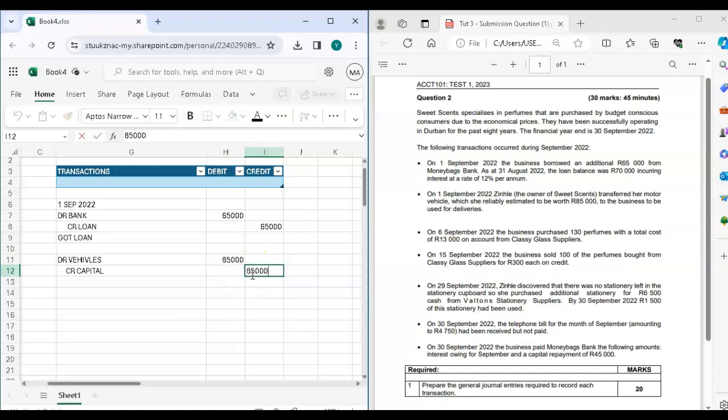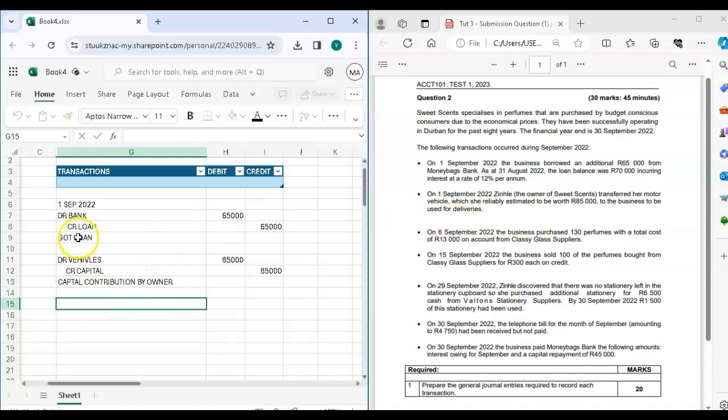I also just want to stress, you have to put it like this: debit, credit, debit, credit. Also these, okay? So just give a space. Then you can say capital contribution by owner. Okay, so that transaction is done.